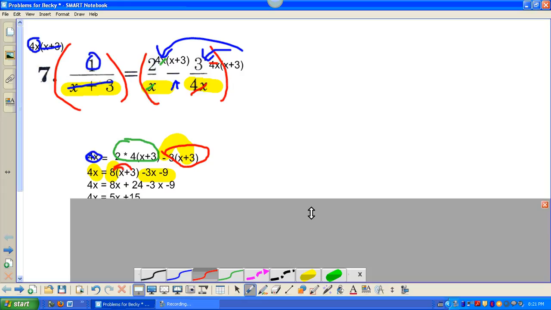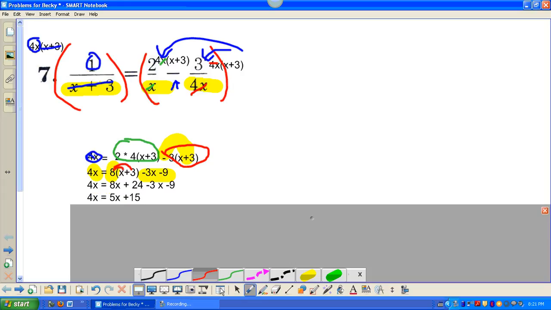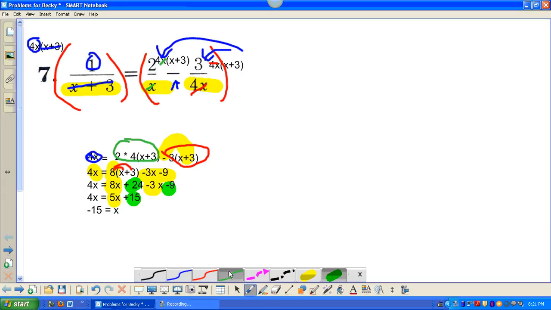On the next step, I combine like terms. So I was able to combine the 8x and the negative 3x to yield 5x. And I was able to combine 24 and negative 9 to get negative 15. And then for my last step, I moved the 15 over, and then I moved the 4x to the side, and that yields my final answer of x equals negative 15.